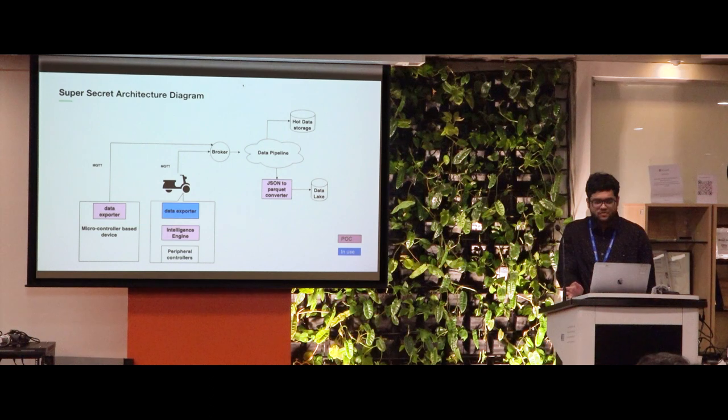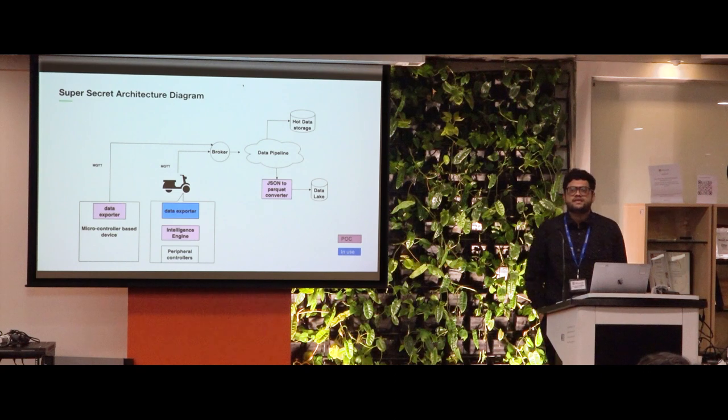This data exporter, I would say, is what it is doing and what it is capable of. What it is doing is parsing the different data that is being generated by the vehicle. And the data is generated at very high speeds. We see data every 20 milliseconds, I would say. And also, this data needs to be processed before I send it to the cloud. I cannot really send it to the cloud at that rate, right?